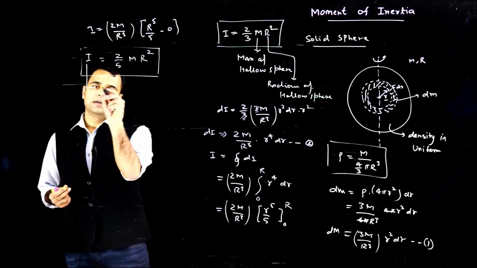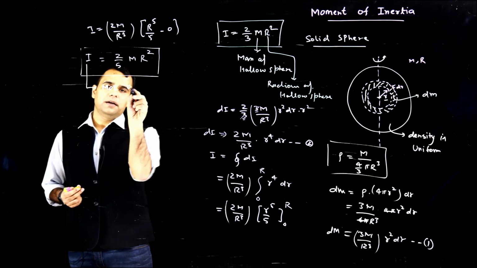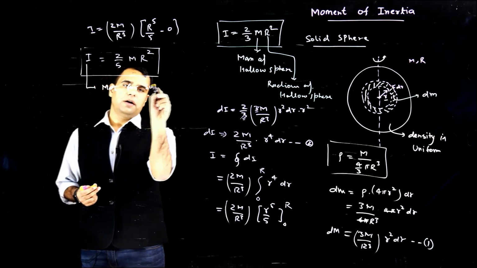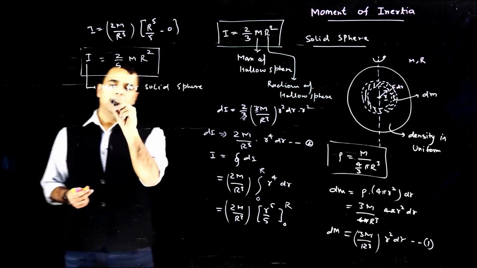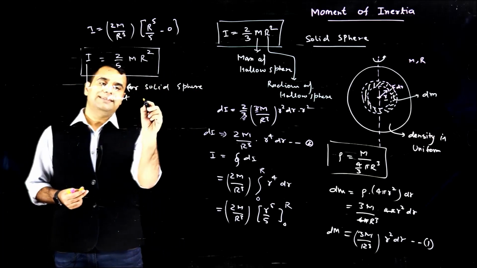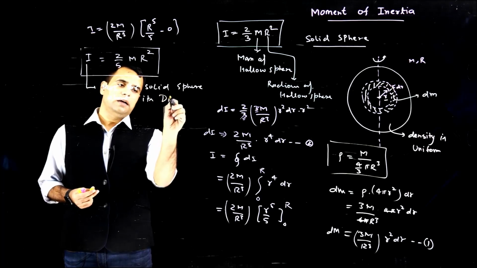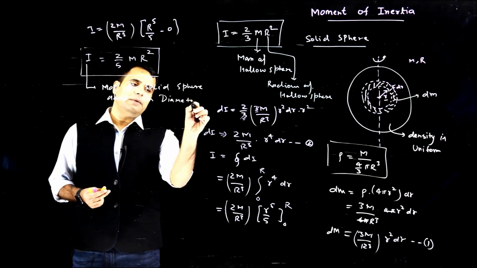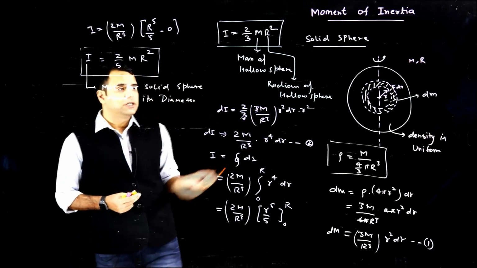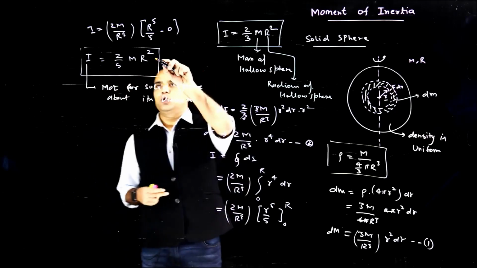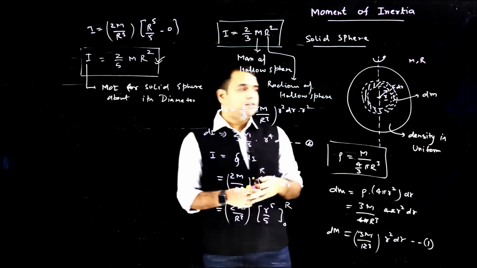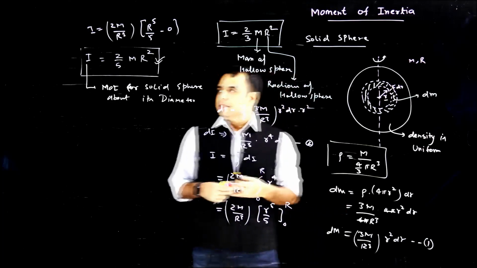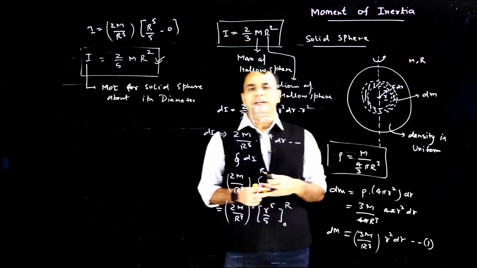This is the MOI for a solid sphere about its diameter. Now this formula we can use at any point of time in future. So this formula we have to memorize. This 2 by 5 is the multiplication factor, and MR square always comes actually for spherical bodies or circular bodies. So this becomes the moment of inertia for a solid sphere about its diameter.